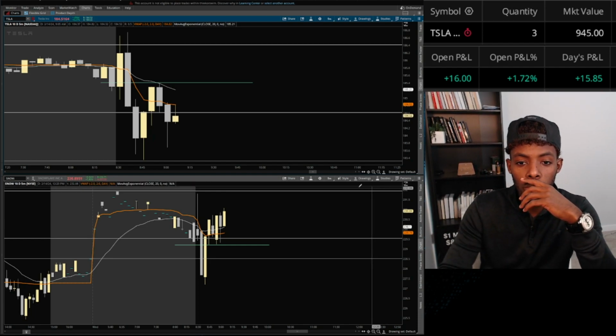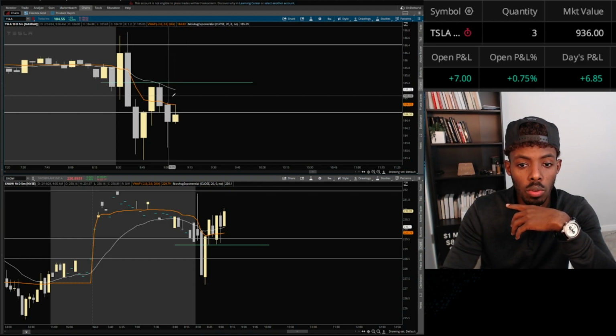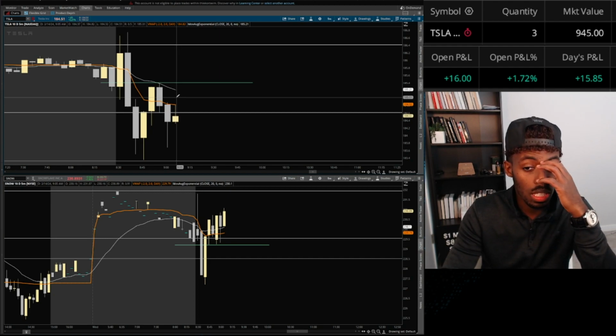Now we sit back, we relax. We've entered Tesla. This is our stop loss right here. We're willing to add more as it moves up in this zone, but that's it. We're not going any more than this.